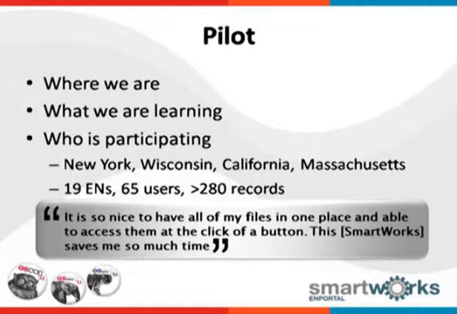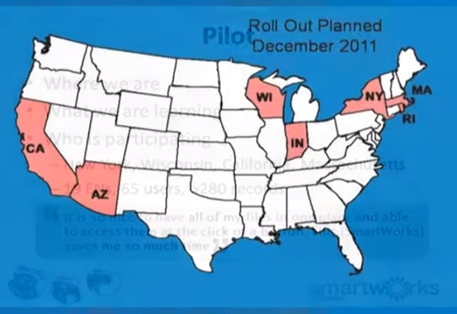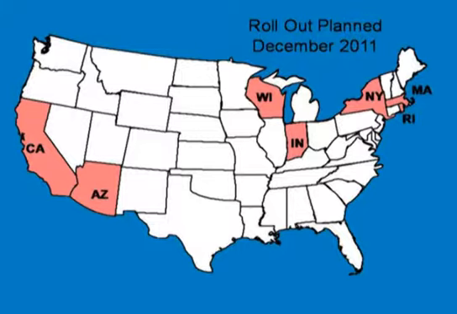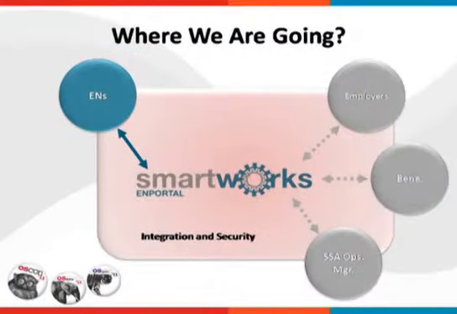We're in pilot right now. We're in New York, Wisconsin, California, and Massachusetts. As said, there are 19 employment networks or caseworker organizations, 65 users, managing about 280 client records. And we're getting very positive feedback, and they're pushing us to expand much more quickly than we want to. We're researchers, we want to make sure everything is going just right before we expand.